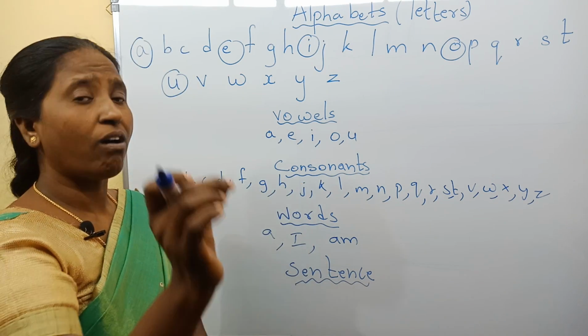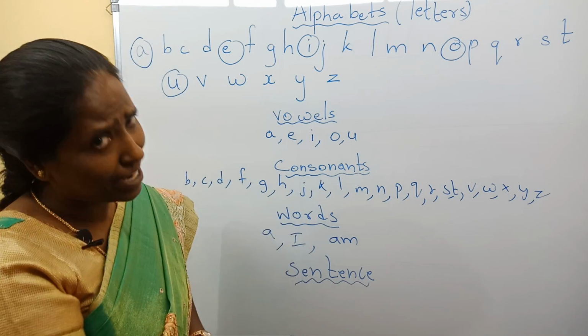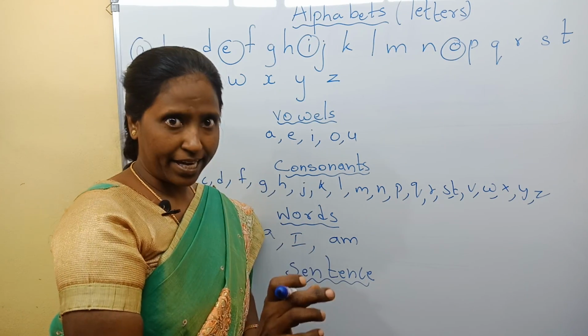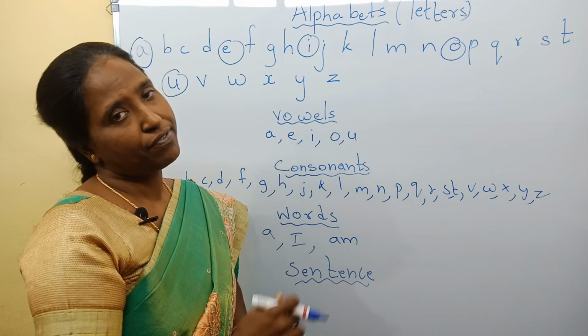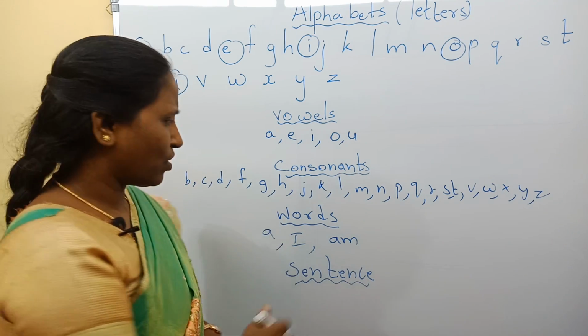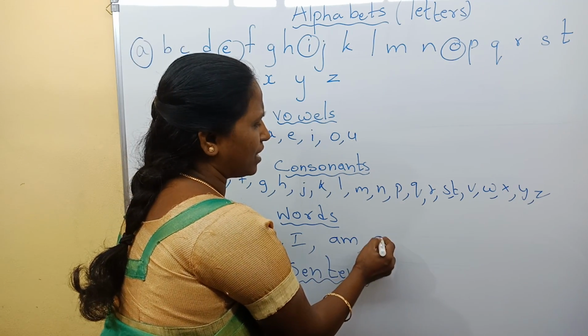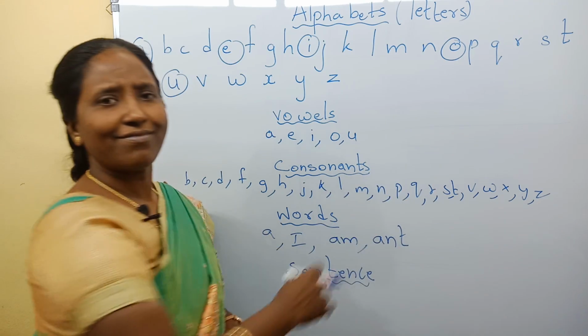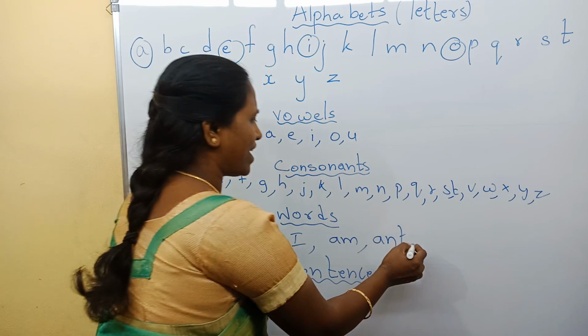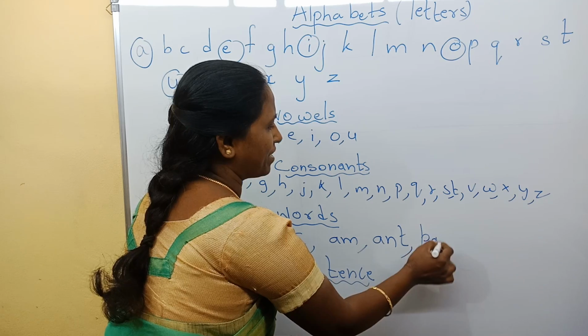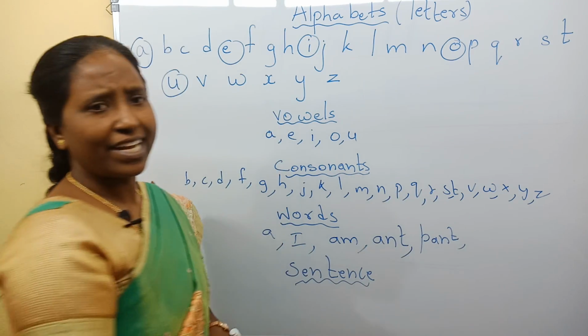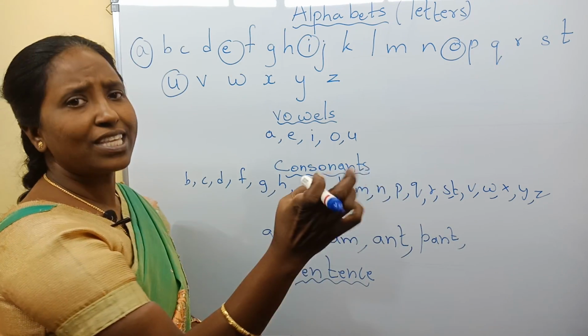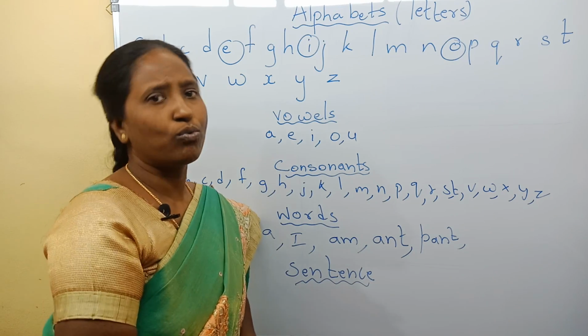Any 1 or 2 letters or more than 2 letters which combine to give a meaningful term is called a word. This is a 2 letter word. 3 letter word, ant. 4 letter word, pant. 5 letter, that way we are using the letters to form the words.